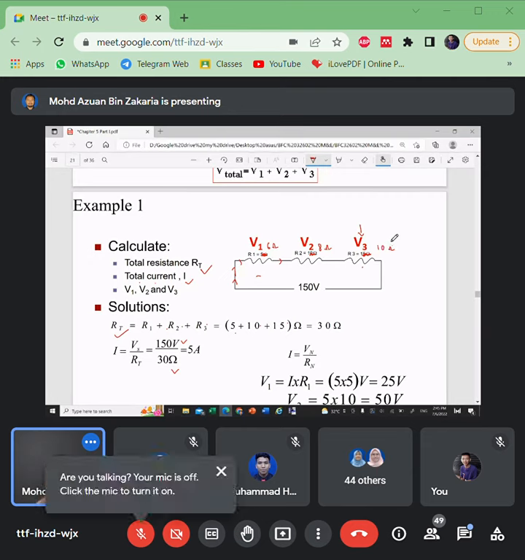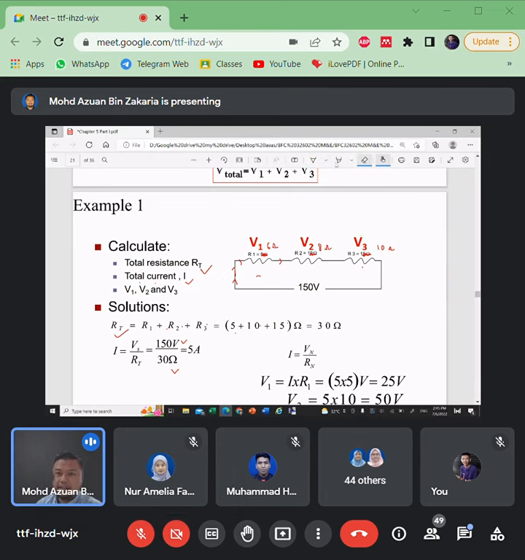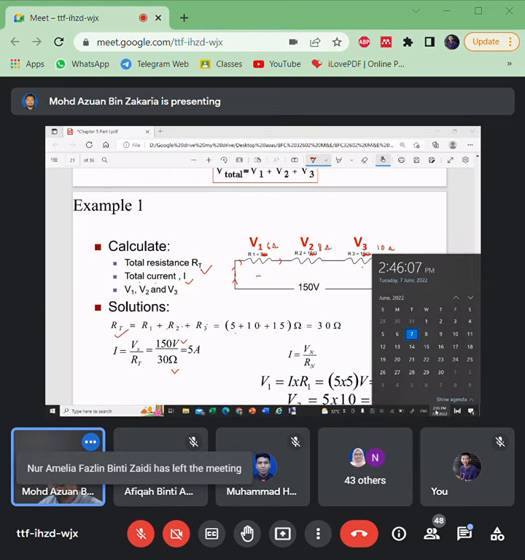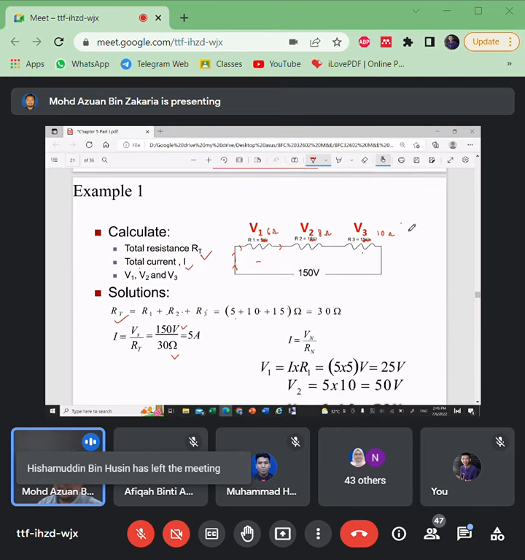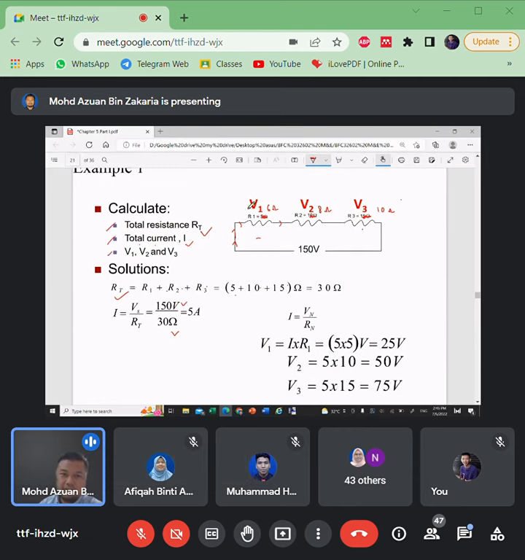Right, try to calculate this. I give you 6 minutes, so until 4:52. We can discuss. I will ask the luckiest person to tell the answer. Calculate this, similar question but different values. Calculate total resistance, calculate total current, and the voltage at each resistor.